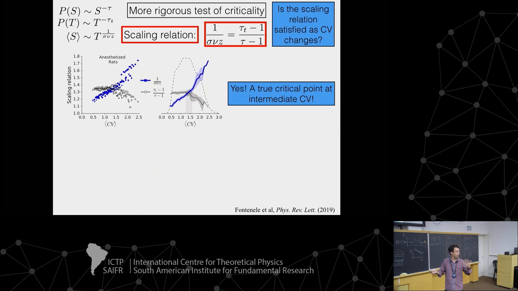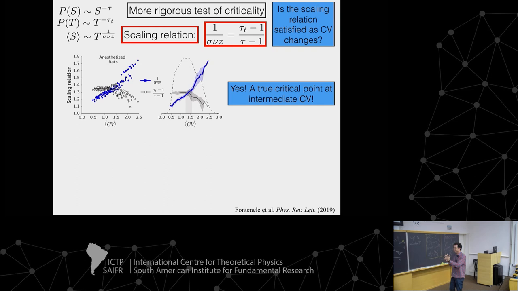If you want to take an average and take group data, you get this rightmost plot here. So this, as far as I know, is the best documented critical point in the sense that it satisfies a very, very stringent scaling relation. And it occurs, interestingly, at some intermediate CV value. It's not in the synchronous extreme, nor the asynchronous extreme.